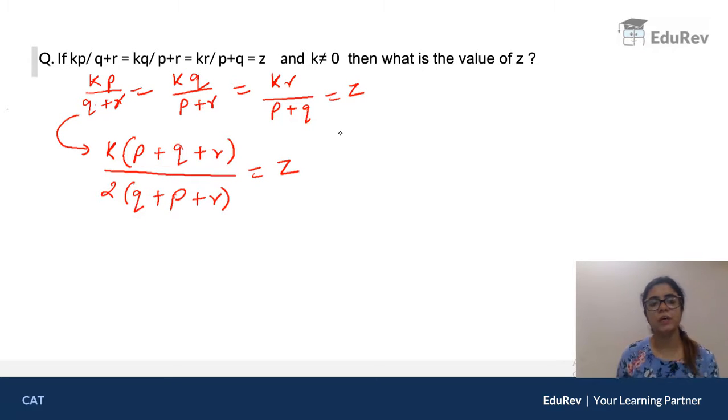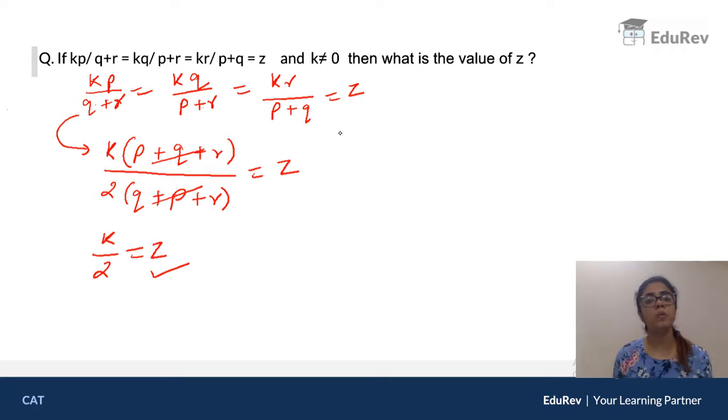So generally I'll tell you what happens. Generally what do students do? They will just cancel this out. Theek hai, p plus q plus r, p plus q plus r cancel kar dete hain, and they say k upon 2 is the value of z, and they mark the answer as k by 2 and come. Now this is not a wrong answer. Theek hai, it's not a wrong answer, but it's an incomplete answer. This is not the only value for z. You will get one more value for z, but we forget that because we don't consider the other case.